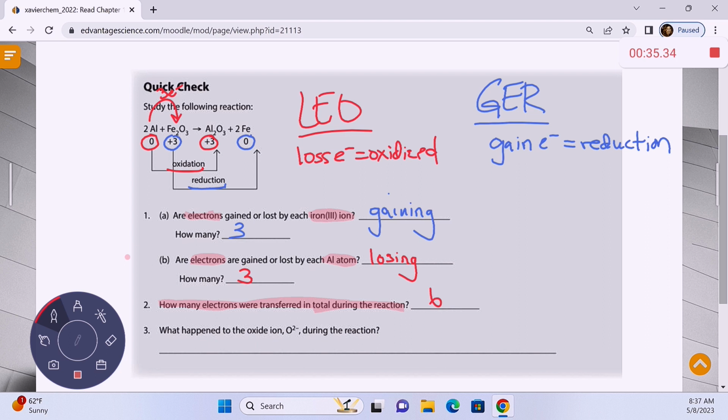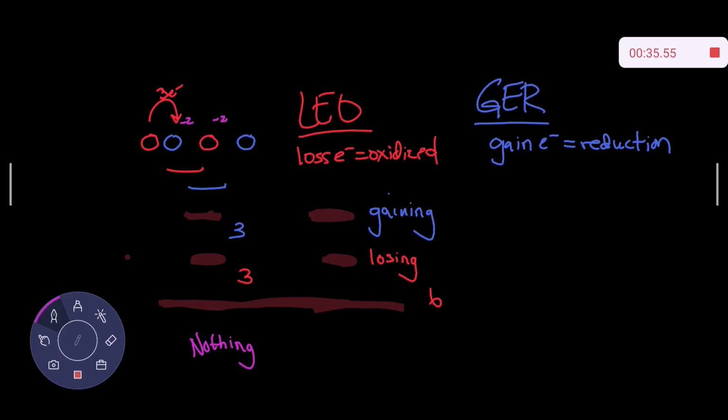Did anything happen to the oxide during this process? No, nothing happened to it. Oxygen in this compound is a -2. And it's also a -2 in the aluminum oxide. So absolutely nothing happened to it. Okay. Any questions?